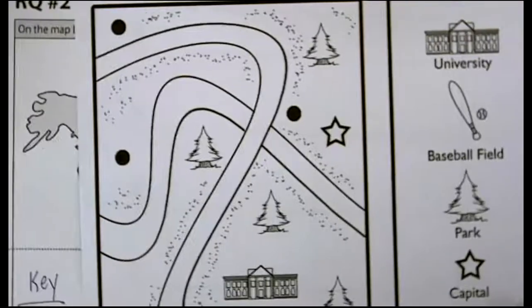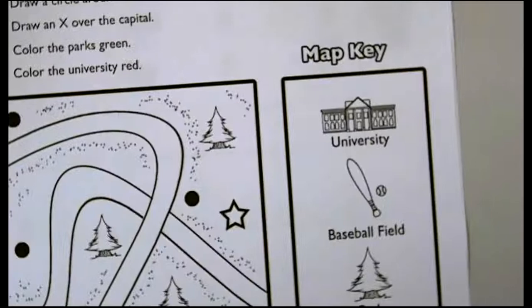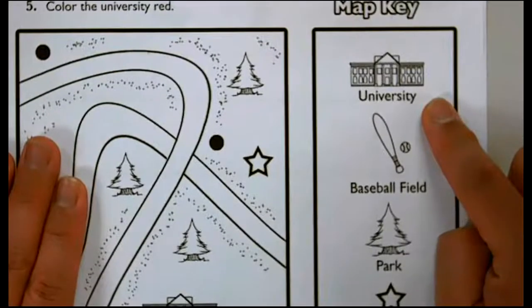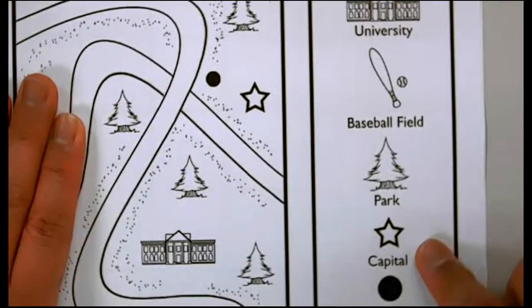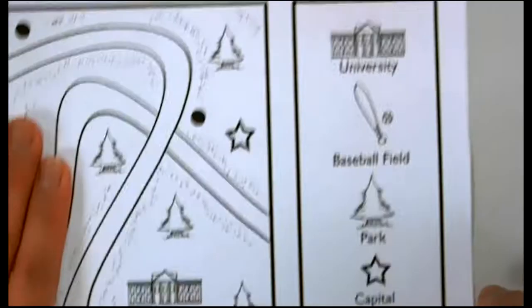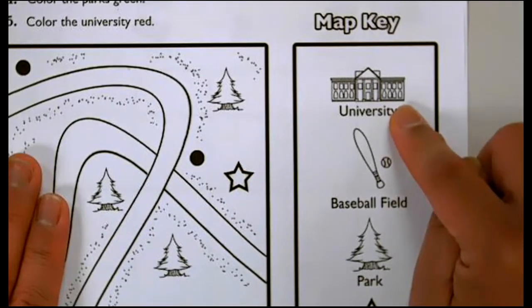I need an example of a map key here. Okay, these are some worksheets I found. It says map key right here, and it looks like they have a university, a baseball field, a park, capital city, which is a star, and then other cities, which are just big black dots. And I want you to notice something about the map key, that the symbol kind of looks like what they're talking about.